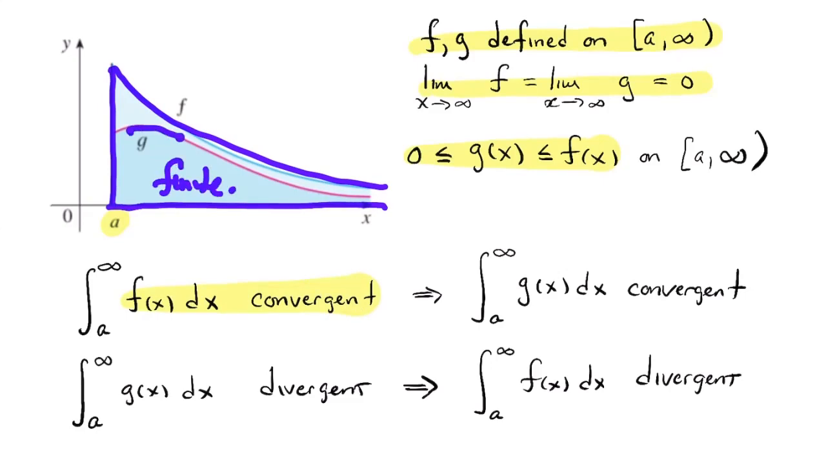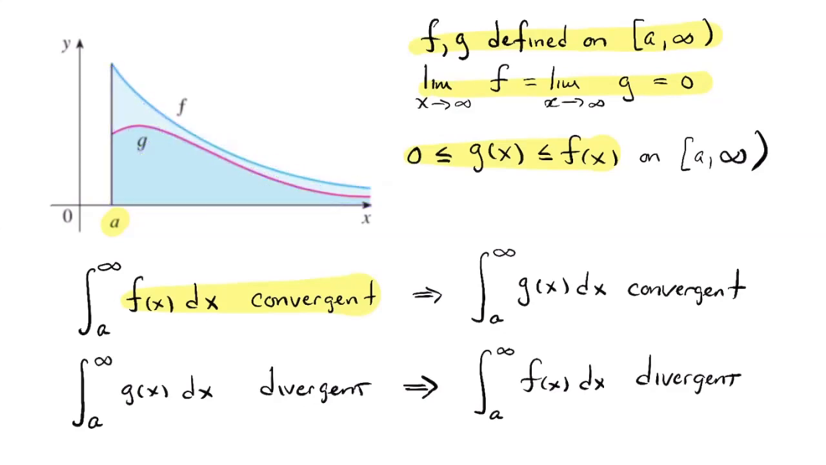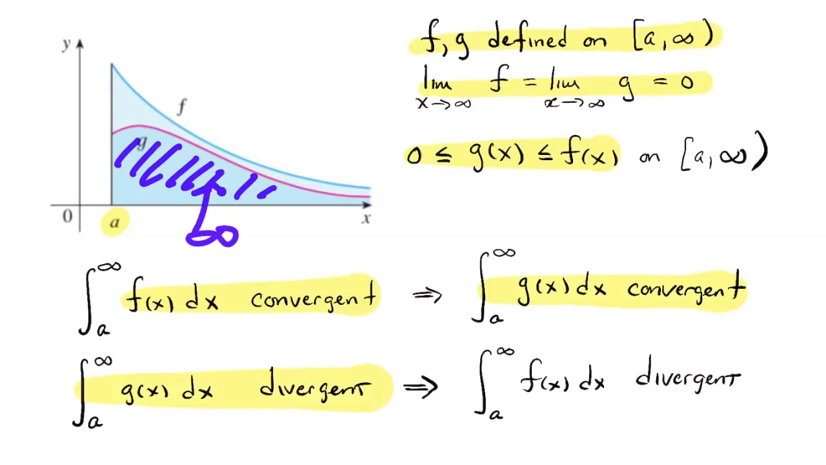Well, then the area under the red curve is finite too, because it's just a part of it. So that's my first observation: if the curve that's on top converges, then the curve that's on bottom has to converge because the area is less. Or vice versa, if G is divergent, the area under the red curve is infinite, well, then the area under the blue curve is infinite because it's even more. Okay? So that's what the comparison test says.